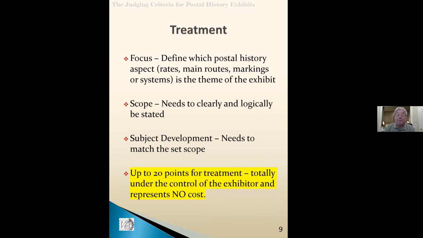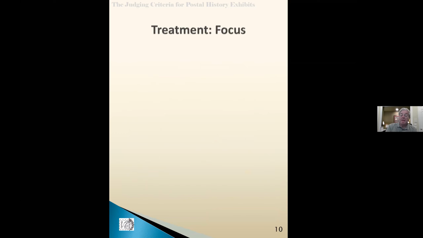And this is very important. Treatment represents 20 points in scoring a postal history exhibit. This 20 points is totally within the control of the exhibitor and represents no cost, 0 cost. The focus.